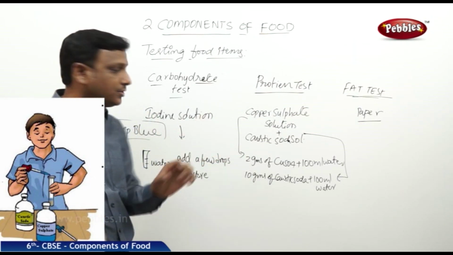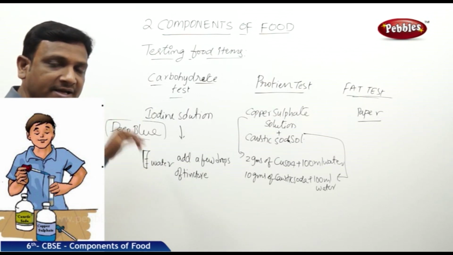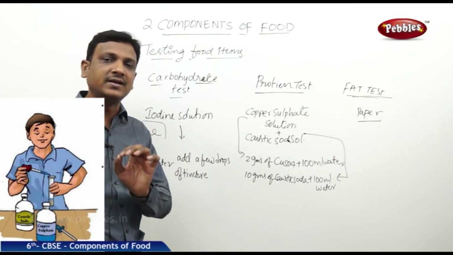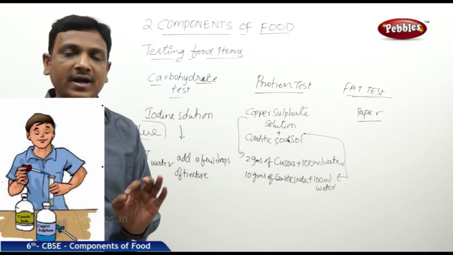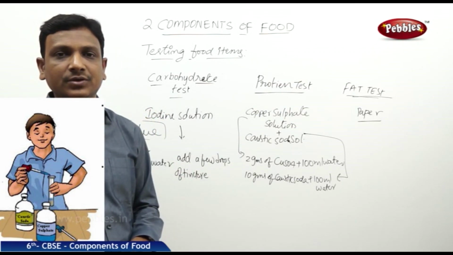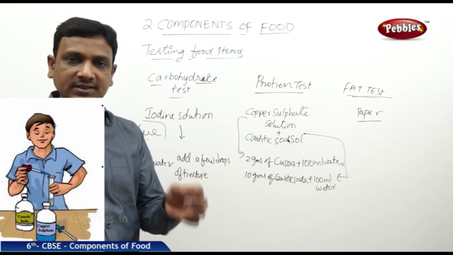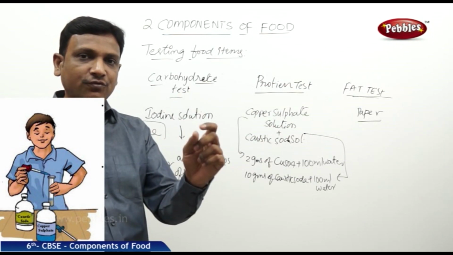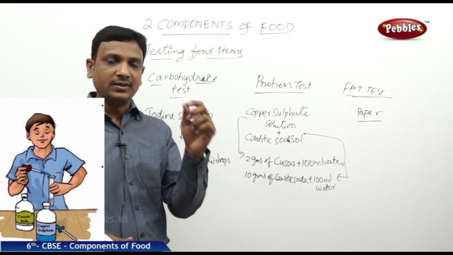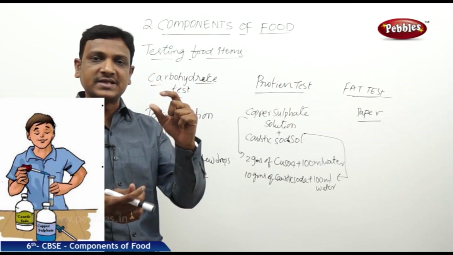If the color is changed to dark blue or deep blue, it indicates the sample contains carbohydrates. In this way, you can test the presence of carbohydrate in the given food item. You are given some food item and you are asked to test whether carbohydrate is present or not. What do you do? You take the food item and make your sample ready. How do you make your sample ready?